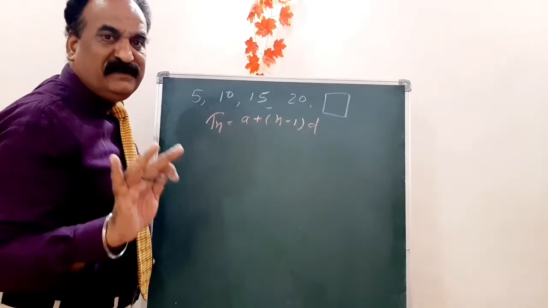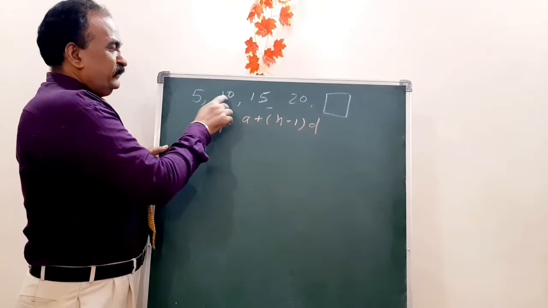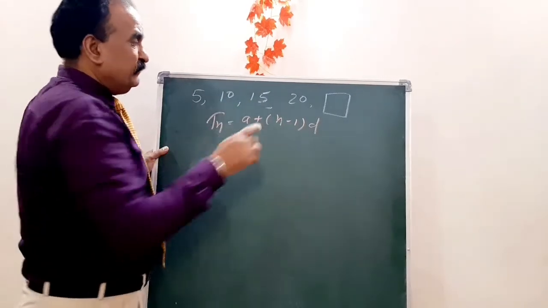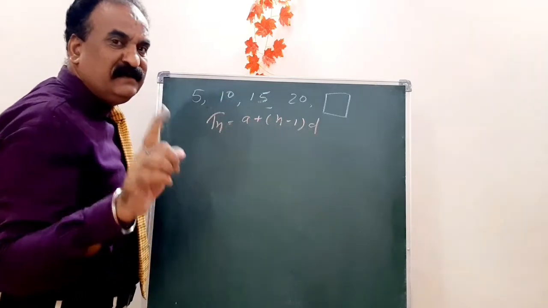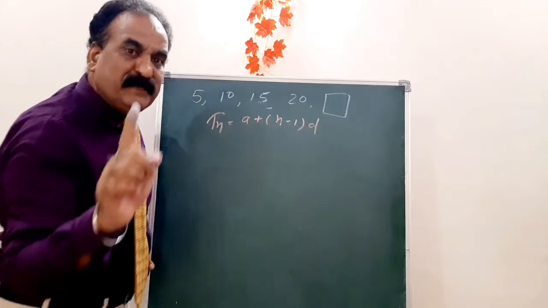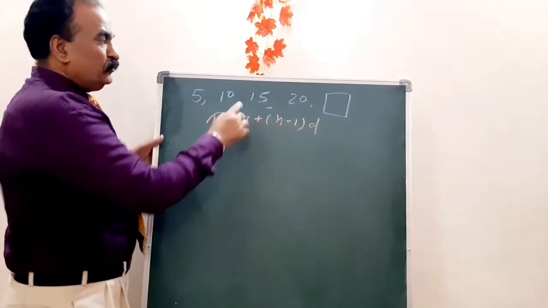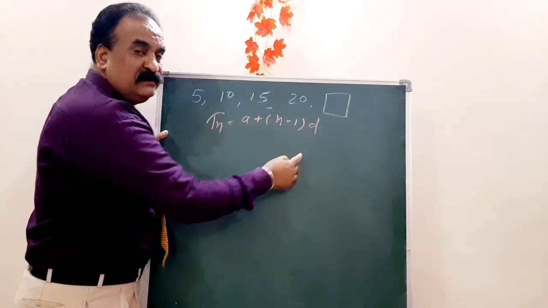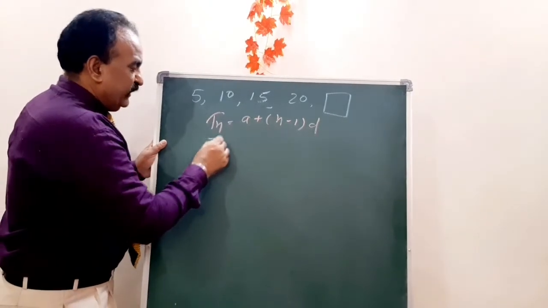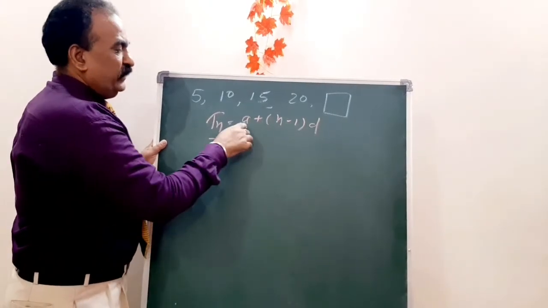You can say very easily, because 10 minus 5 is 5, 15 minus 10 is 5, 20 minus 15 is 5. It means the common difference is the same. It means it is an AP, arithmetic progression. Now we have to find it by this formula. Which term do you have to find? The fifth term. So T5 is equal to a.